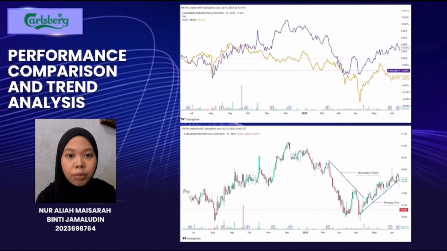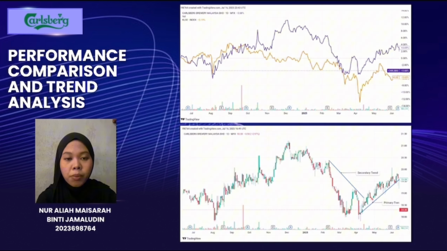The company's primary trend is an uptrend and the secondary trend is a downtrend. Carlsberg Malaysia Berhad is currently experiencing a primary uptrend, reflecting a long-term increase in stock price, possibly driven by strong brand performance, recovery in consumer demand, and consistent dividend payout. There are instances of secondary downtrend, indicating short-term pullback, profit-taking, or temporary negative sentiment. It is crucial for investors to consider both primary and secondary trends when analyzing company performance to make decisions, as this offers a full view of the company's performance and future direction.